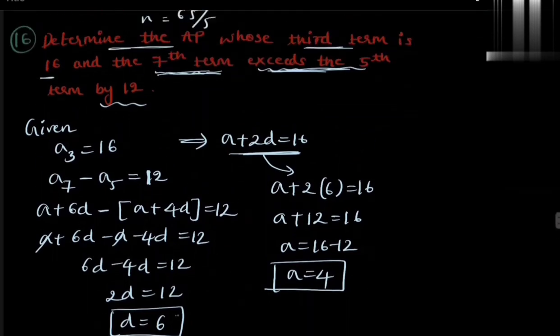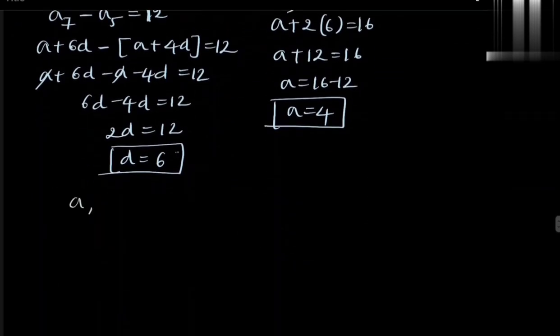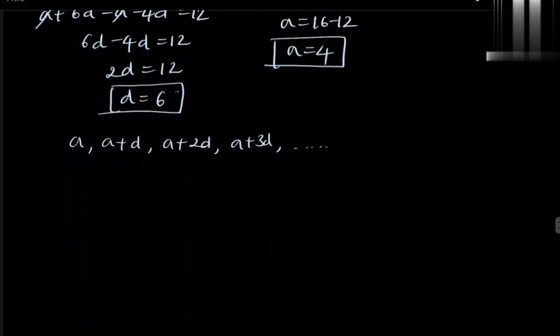Now we want to determine the AP. So we know the general form of an AP, that is A, A plus D, A plus 2D, A plus 3D, and so on. So here substitute the first term and common difference, that is A is 4 here.